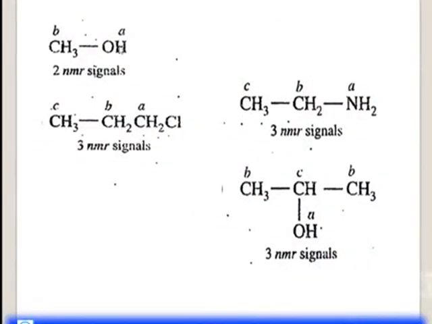Here you can see this is methanol, CH3OH, and 2 signals will be observed. Why? One because of this proton and another because of these 3 protons. We are simply looking here at the number of signals, right?